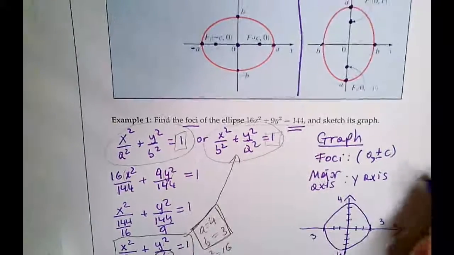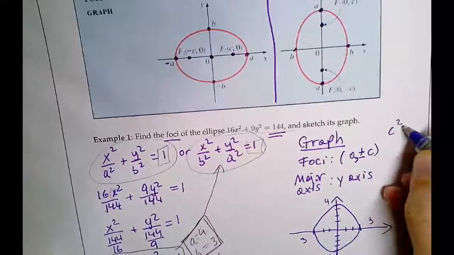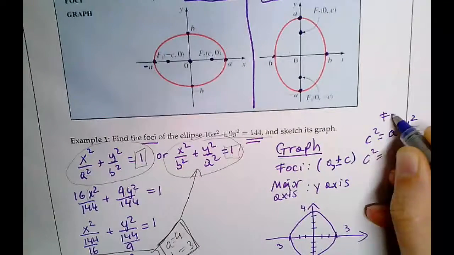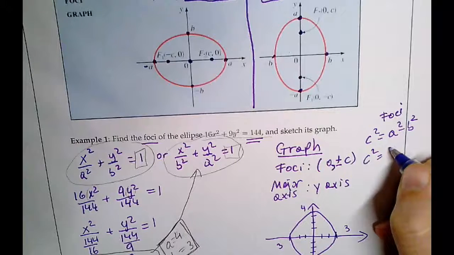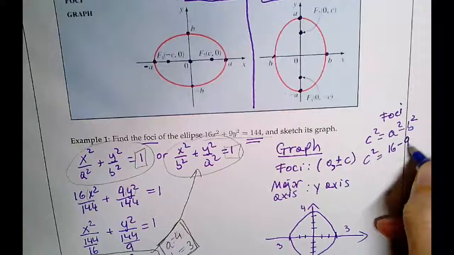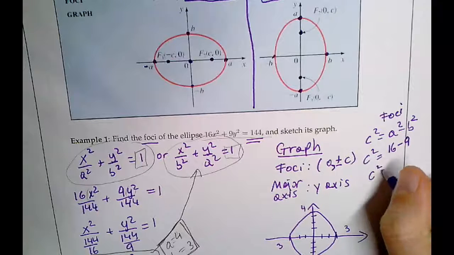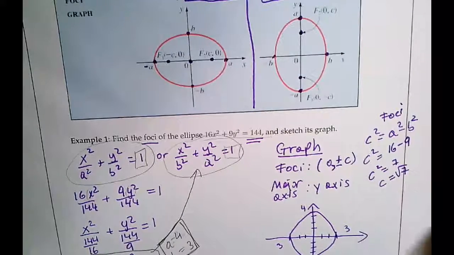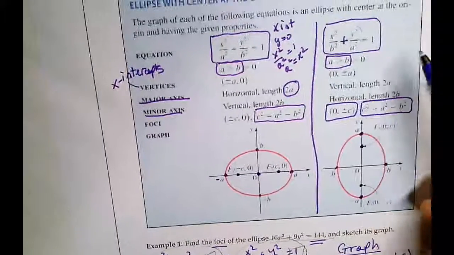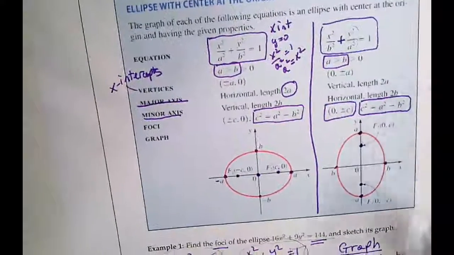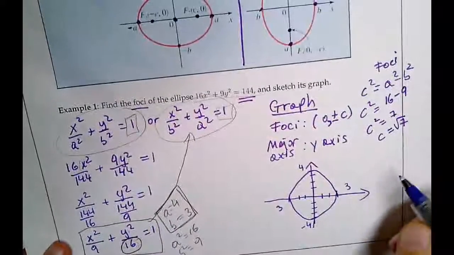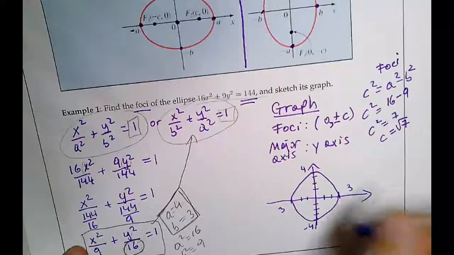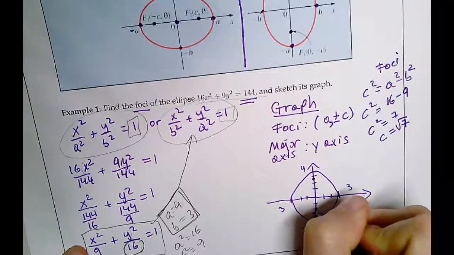The foci are given by c squared equals a squared minus b squared. So c squared is going to be a squared, which is 16, minus b squared, which is 9. So c squared is 7, and c is the positive root, the square root of 7, because c is a positive number. Okay, so square root of 7 is between 2 and 3. So somewhere in here will be the foci.